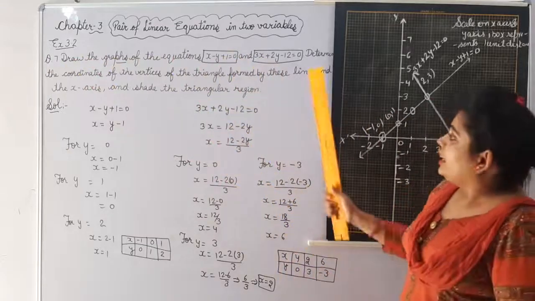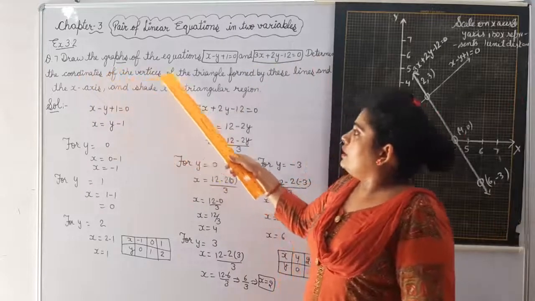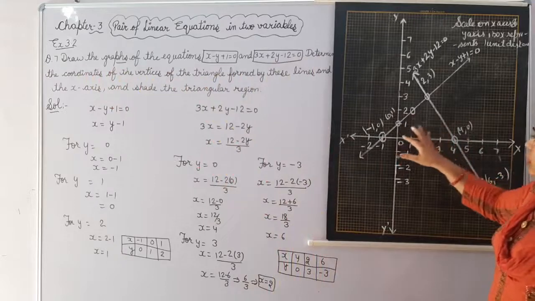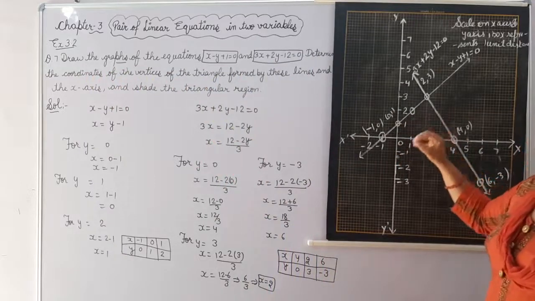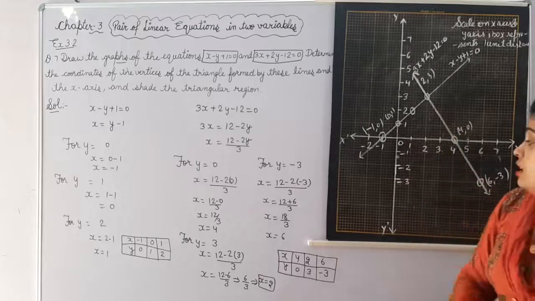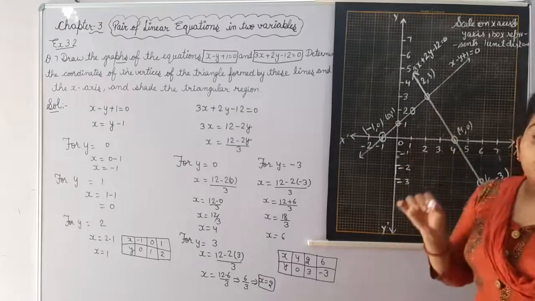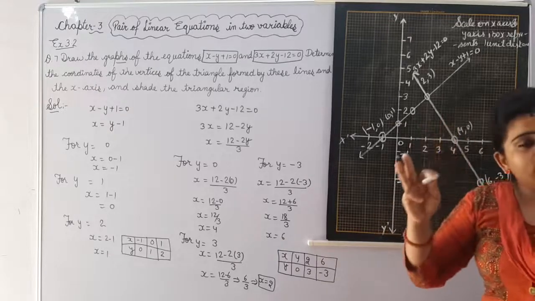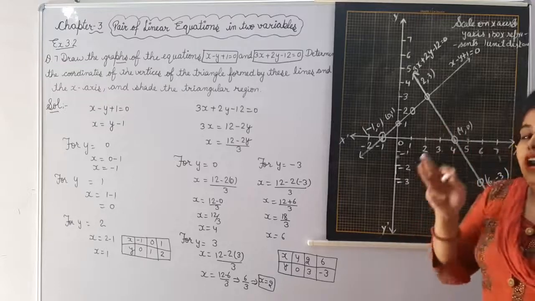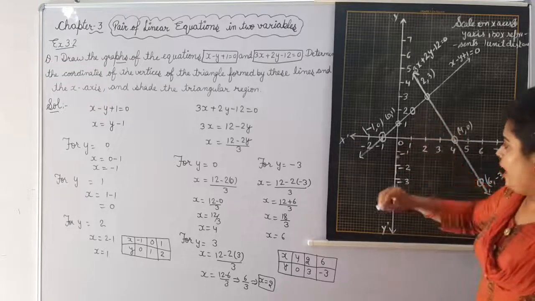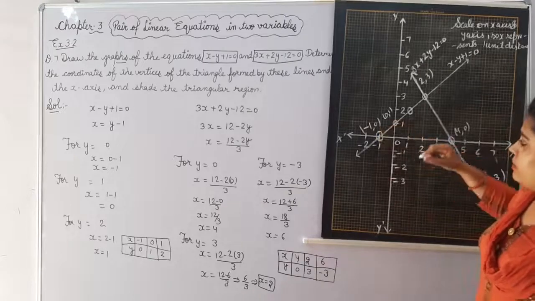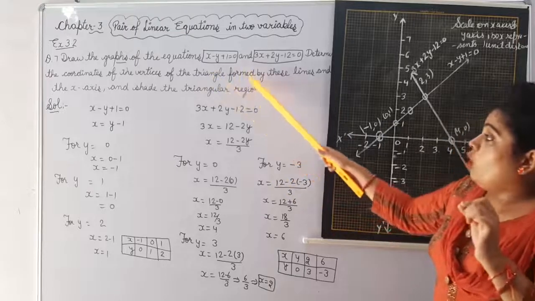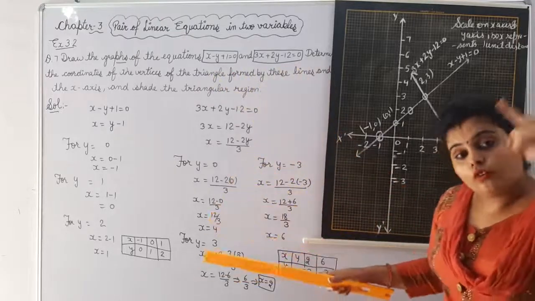Now, come to the next line: determine the coordinates of the vertices of the triangle formed by these lines. Now, we can see that a triangle shape is formed here. We have to find the coordinates of the vertices of the triangle. We know that there are three vertices in a triangle, which means three points. One coordinate is this. And we will check whether the triangle is formed by these lines with the x axis or the y axis.